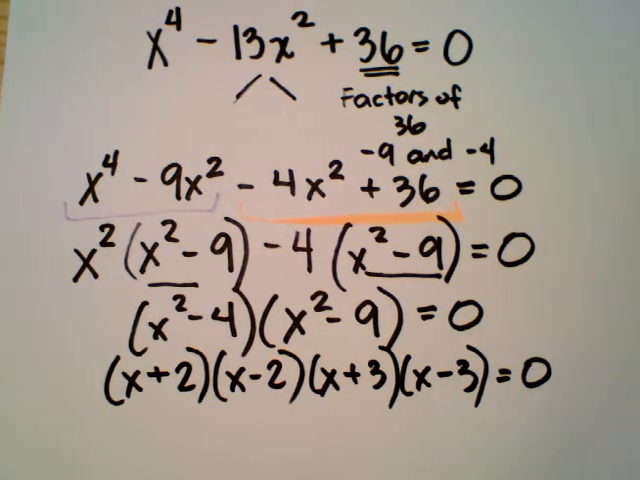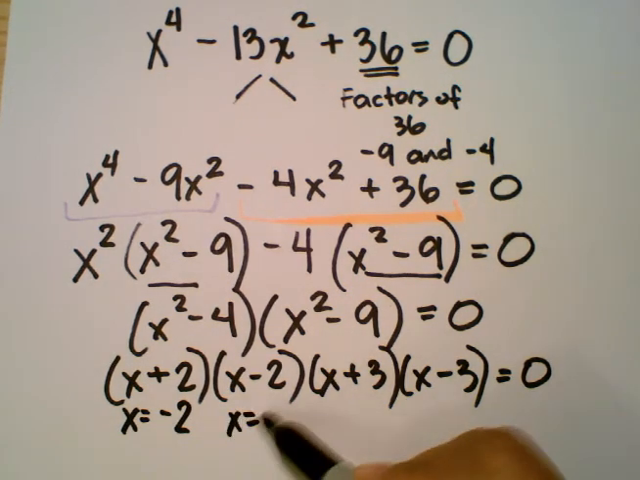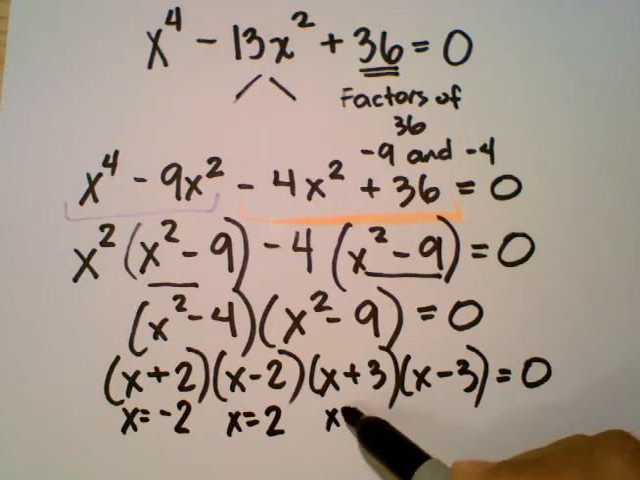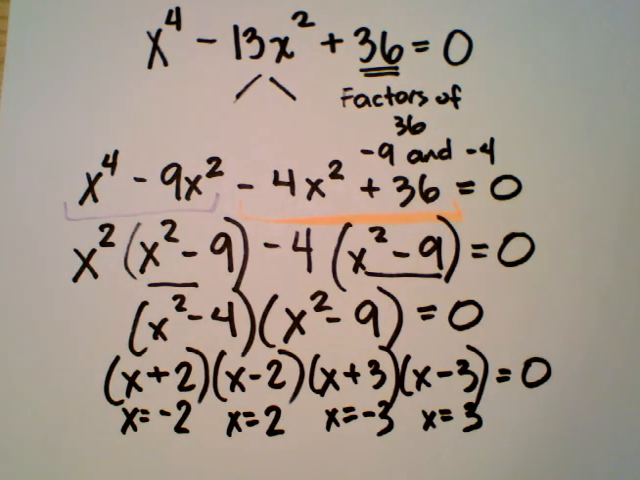So clearly you can see the zeros once they're fully factored out: x here is equal to negative 2, x here is equal to positive 2, x here is equal to negative 3, and x here is equal to positive 3. And that's it.